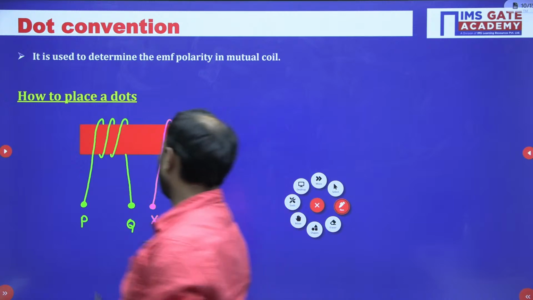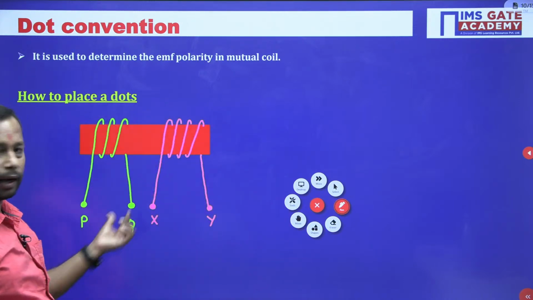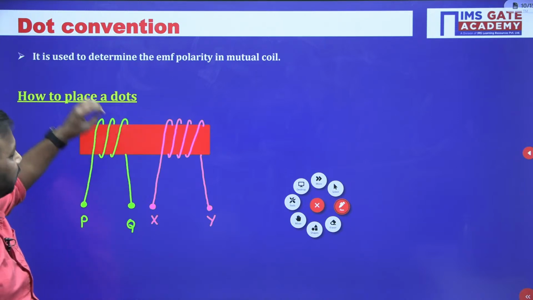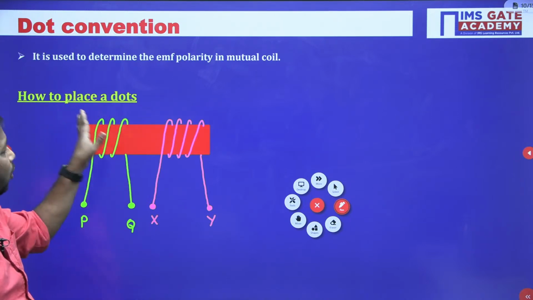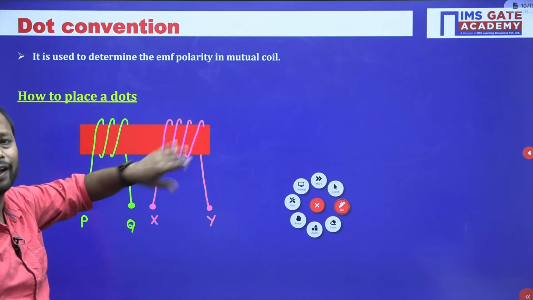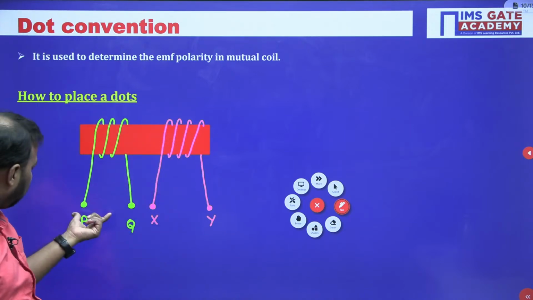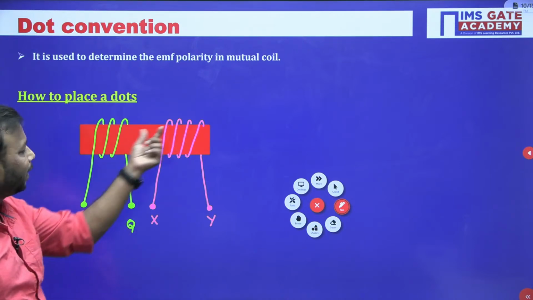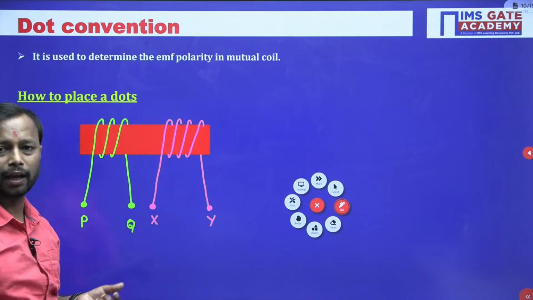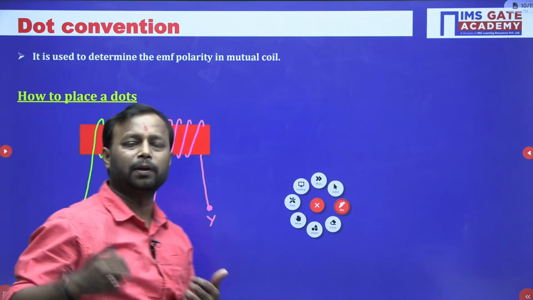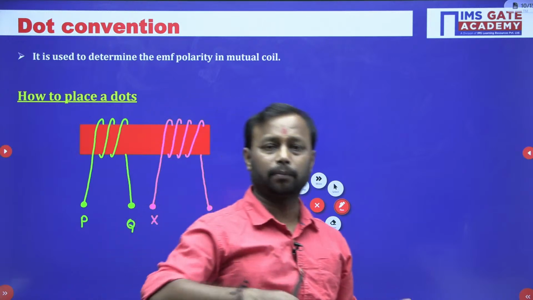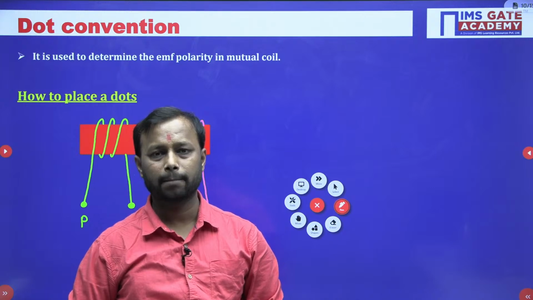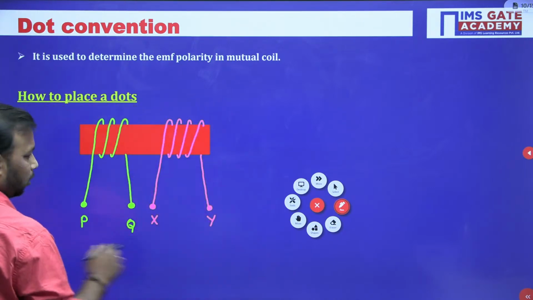I said this is one coil and this is another coil. If there is a flux in this coil, then that flux can induce an EMF in another coil as well. And if we know the polarity of P and Q, if that is given, then we can easily determine the polarity of X and Y, which is nothing but the basic working principle of the transformer. Okay, so see how it will happen.